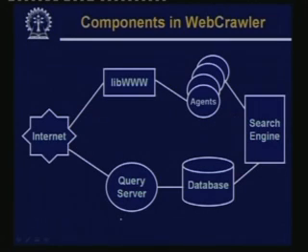Fine. So, pictorially, the architecture of the web crawler looks like this. We shall be looking at each of these individual components. You can see there is the internet out here, there is something called the query server, the database is of course there, the search engine, agents and some library libwww. Let us see how these individual blocks in this diagram interact among themselves and what are their respective functions.